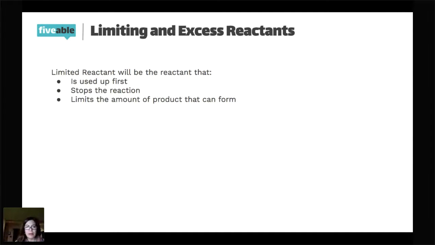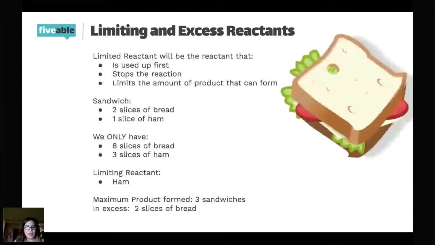We're going to use a simple example, a sandwich. For example, this image has lettuce and tomato and cheese, but we're going to ignore that. We're going to make a very simple sandwich. Only 2 slices of bread and 1 slice of ham. We're going to do a simple sandwich today. But we went to the kitchen and we only have 8 slices of bread and 3 slices of ham. So we're going to run out of ham before we run out of bread. Does this make sense?